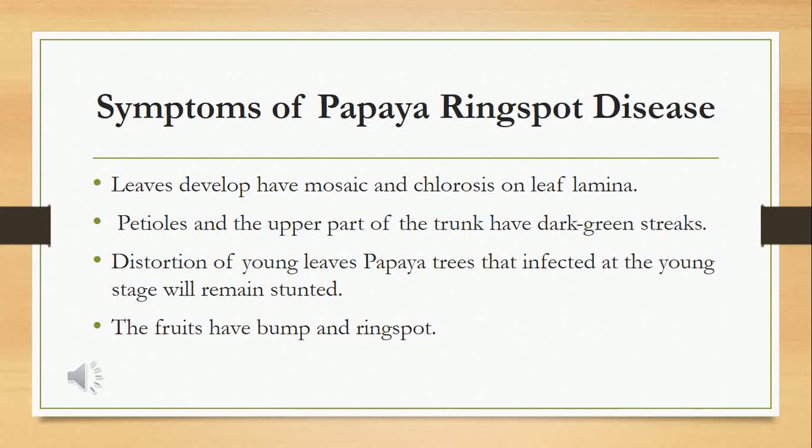This leads us to the last point, which is the papaya fruits. When the papaya trees are infected with papaya ring spot disease, the fruits will have bumps and ring spots. This will make the fruits unappealing and lose their market value.